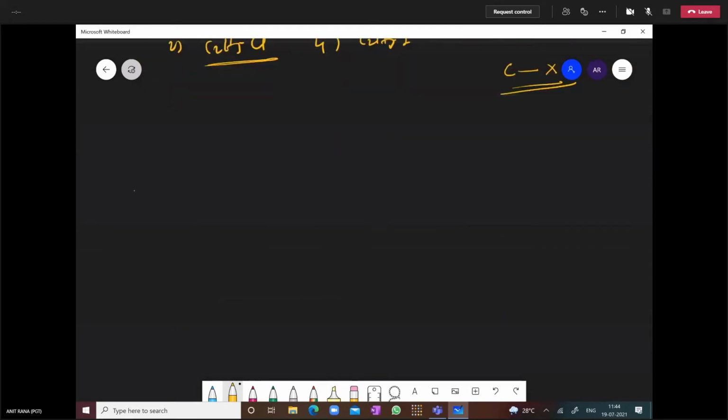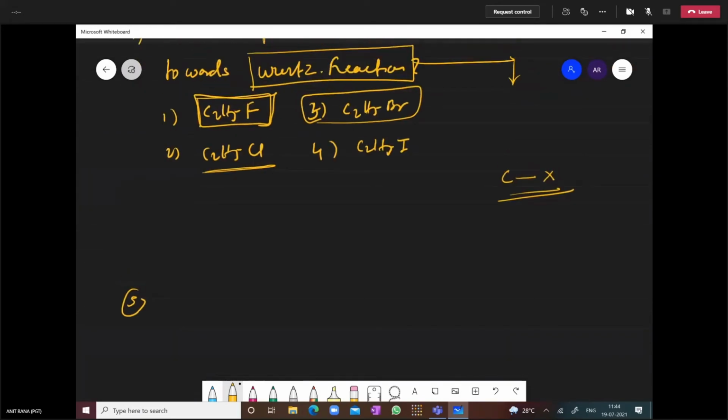Sir, it also depends on the size, no? Like which one will be reactive most. Yeah, but reactivity, this will react more because it will detach easily. Our main concern is that the X should go away from the carbon. The reactivity will increase. Yes, sir.